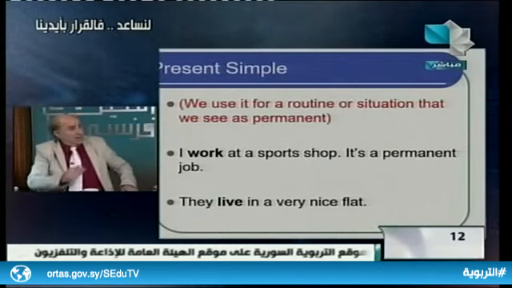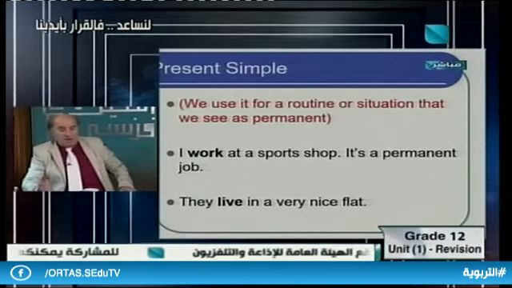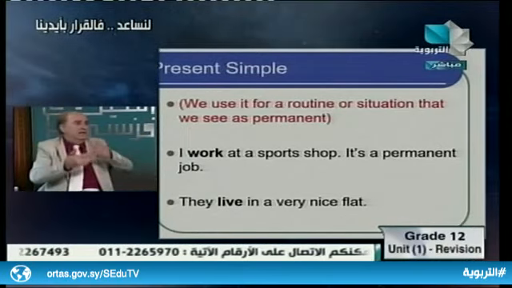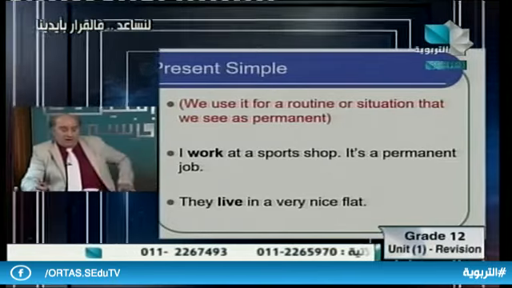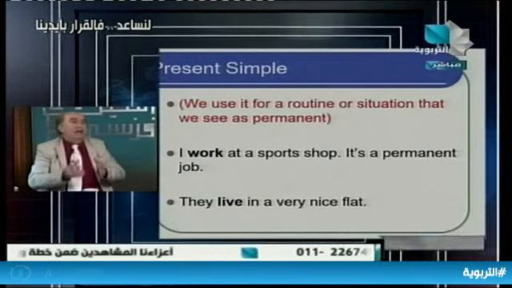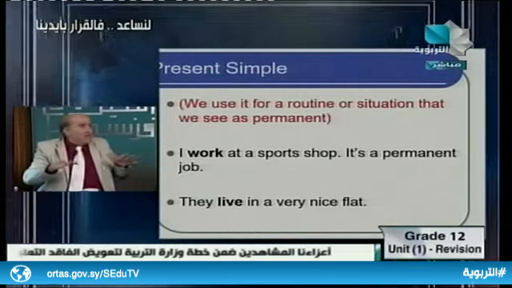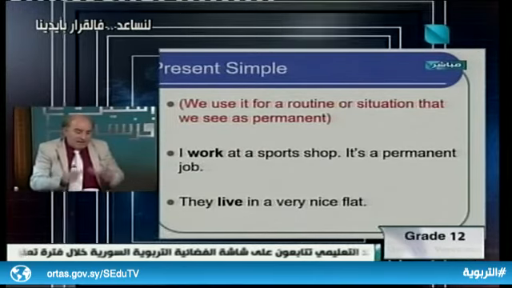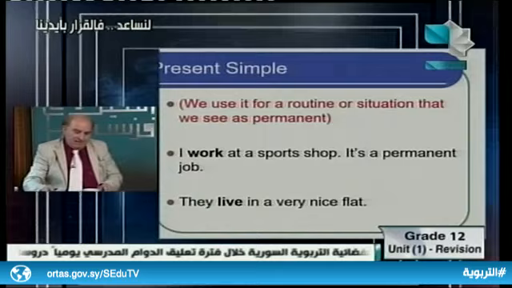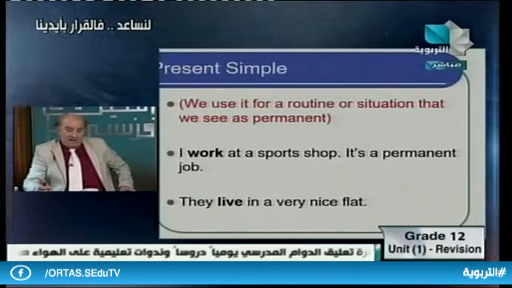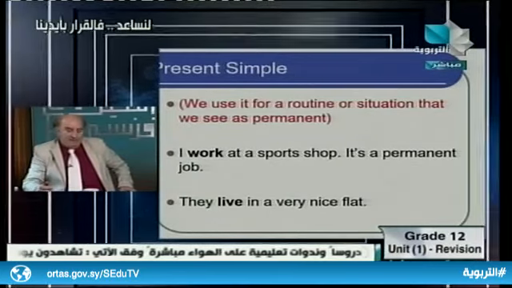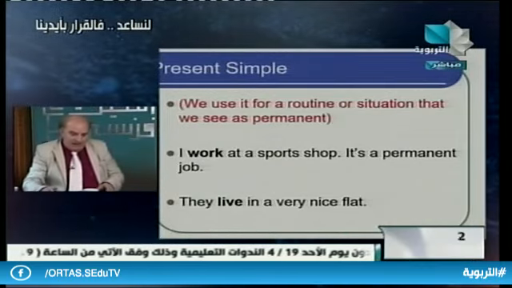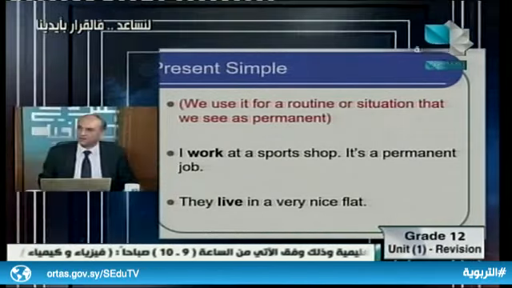The second use is that we use it for a routine or situation that we see as permanent. Permanent here means lasting forever. For example, I work at a sports shop, or I work in an office. This is something permanent. It doesn't change. Every day I come to my work in the office and work. So this is called a permanent state. I work at a sports shop, it's a permanent job. Or they live in a very nice flat, because living is not something temporary. Thank you, Mr. Karim. I think the idea is very clear.